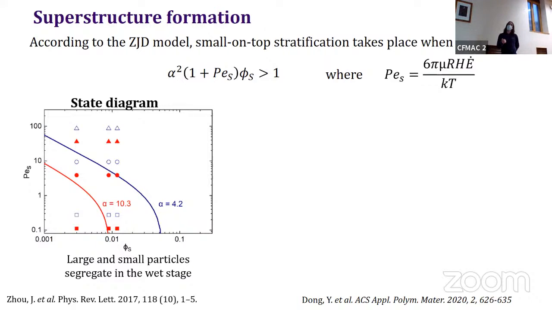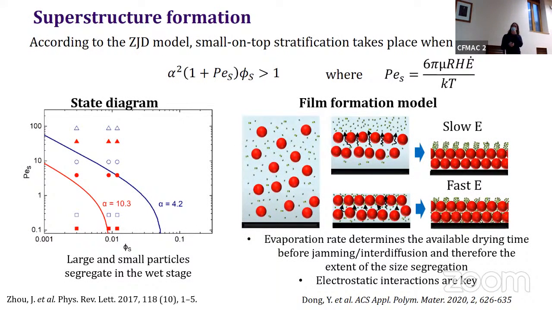So for most of our particles, because they are lying on this side of the graph, we are expecting size segregation according to this model. How we explain our superstructures is that we are within the region where we expect this size segregation. So the first thing that happens is a size segregation of large and small particles, especially at slow evaporation rate, where you give them more time to segregate, so more small particles are able to go to the top.